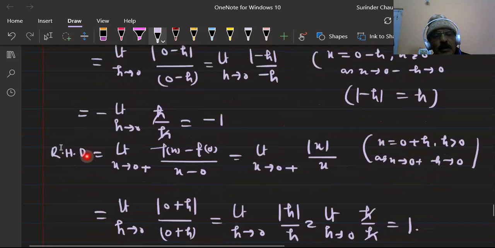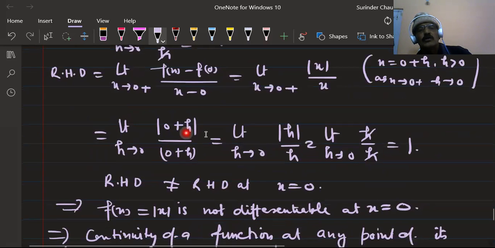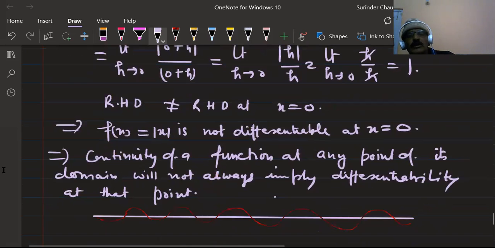This is minus 1. Similarly, for the right hand limit as x goes to 0 from the positive side of (f(x) minus f(0)) upon (x minus 0), we have solved this kind of problem many times. Substitute the function, simplify it, and change the limit. The modulus of h is equal to h, h cancels, and we get 1. So the left hand derivative is minus 1 and the right hand derivative is 1 at 0. So the modulus function is not differentiable at 0. This implies that continuity of a function at a point will not always imply that the function is differentiable.